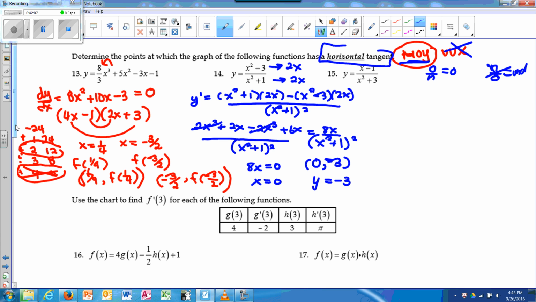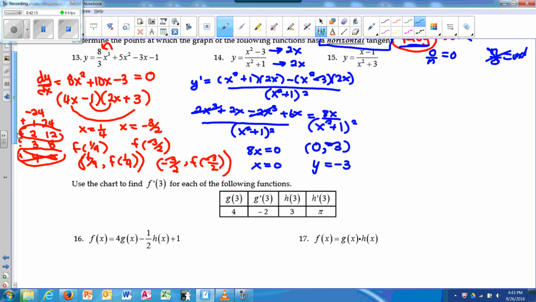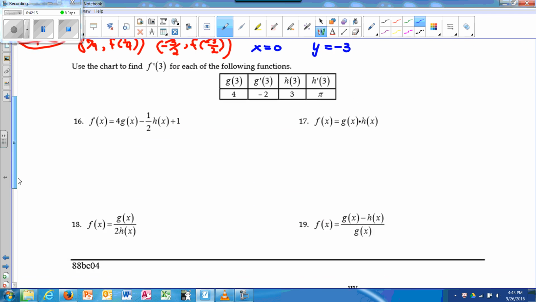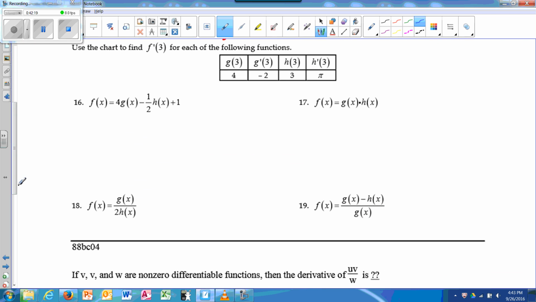So for our point 0, we can go back to the original. If we put 0 in for x, we get negative 3. So we have found the point where we have 0 slope. That means we also have the equation of the horizontal tangent. Remember, we said a horizontal is only a y equals line. So that means that y equal to negative 3 is the exact horizontal tangent.